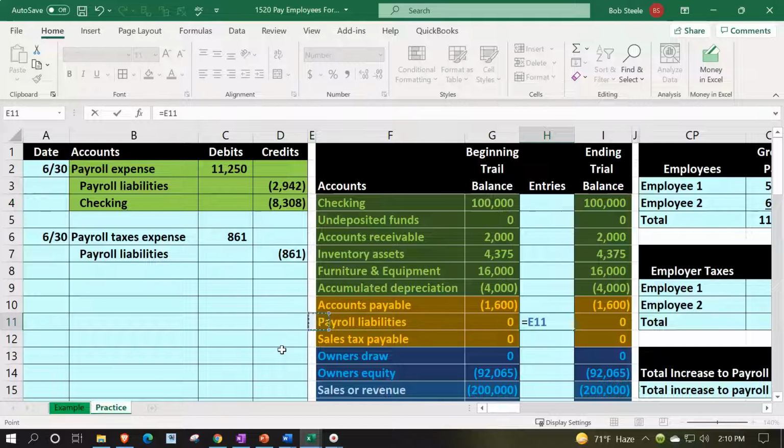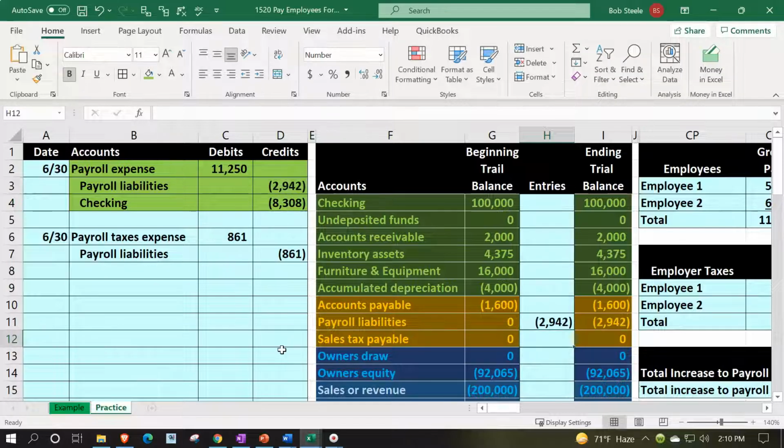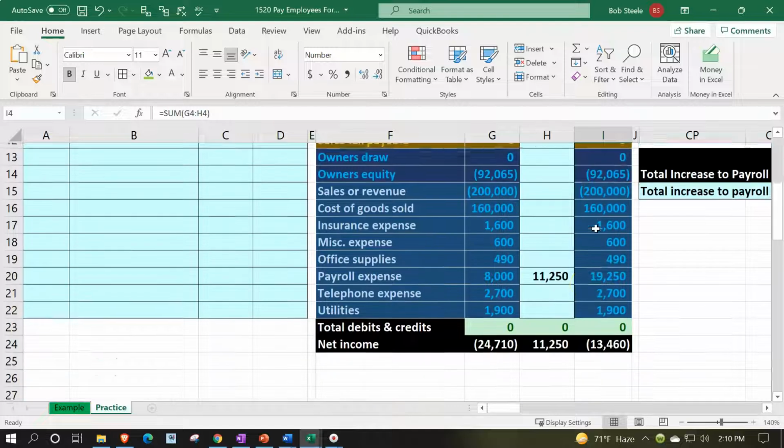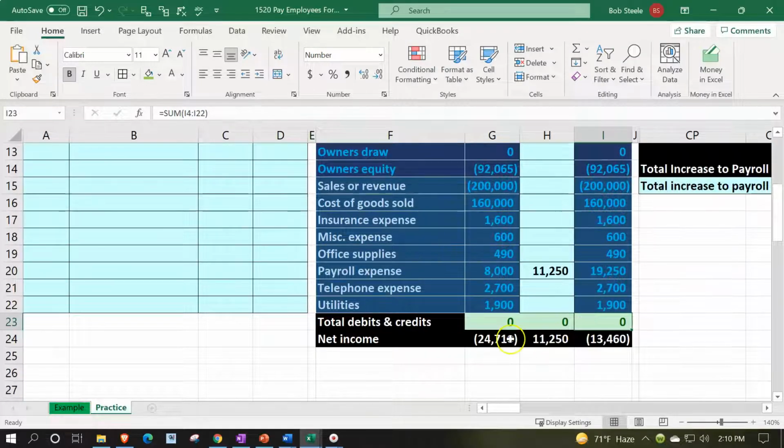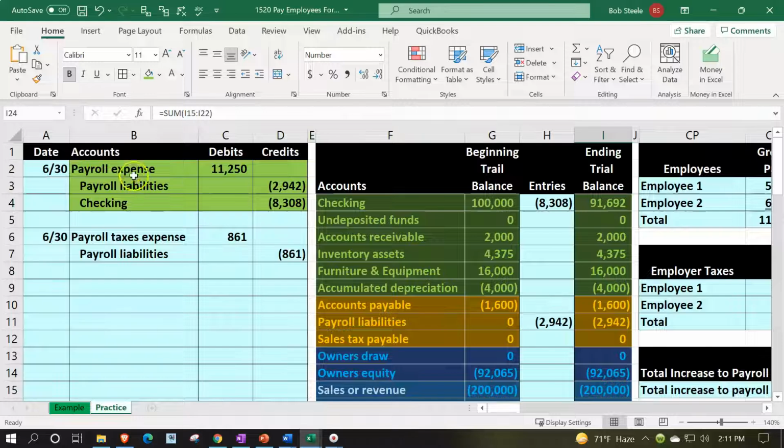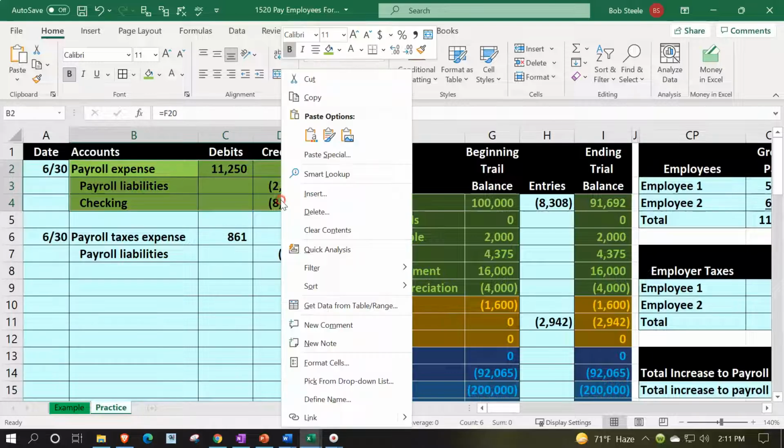This equals then the 2,942. And then the checking account is going down. Checking account going down. And so there we have that. Liabilities go up, checking account goes down, and we're back in balance with the green zeros. And that expense made the net income, this is income not a loss, go down by the 11,250 to the 13,460.